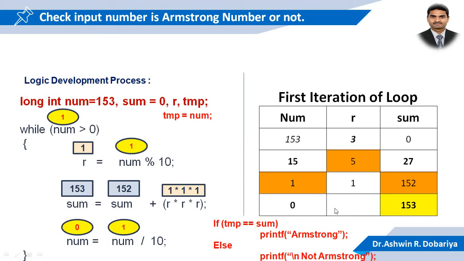Now we know that the sum of the cubes of all digits is available in the sum variable, and we have to compare it with our original value. We know that the backup copy of the original value is stored in tmp. So after this loop we will compare whether tmp, meaning the original number, is equal to sum. Now see here, sum and our original number are both equal, so it means 153 is an Armstrong number. So this is the logic of this Armstrong number program.